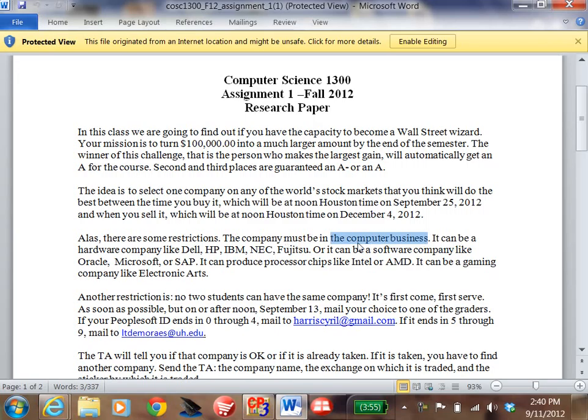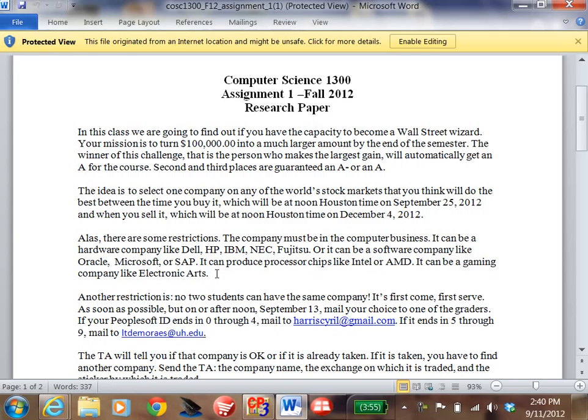But it's got to be in the computer business. Why should it be the computer business? Well, because it's a course in computer science, introduction to computing. So you should learn something about the computer business. That's why. You can get a hardware company like Dell or HP or IBM or NEC or Fujitsu. Or it could be a software company like Oracle or Microsoft or SAP. It can produce processor chips like Intel or AMD. It could be a gaming company like Electronic Arts.